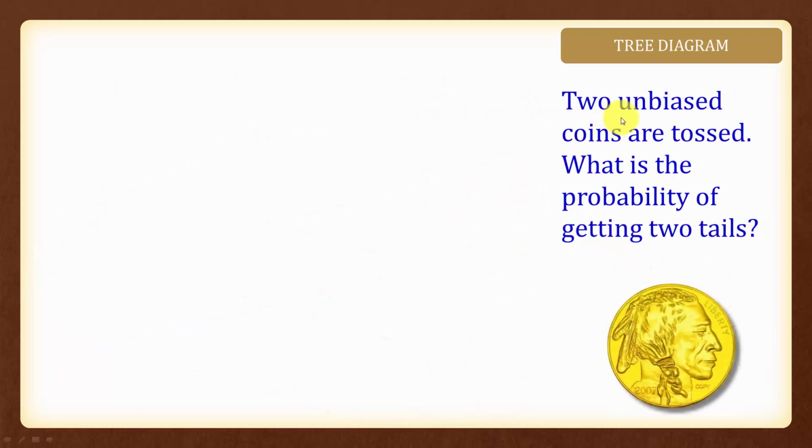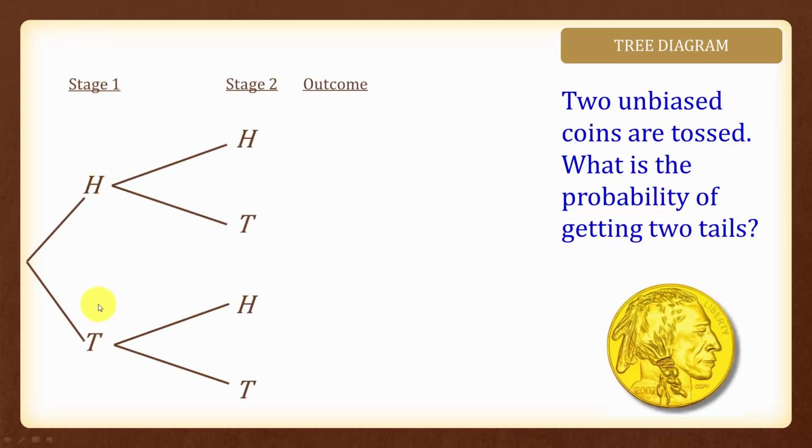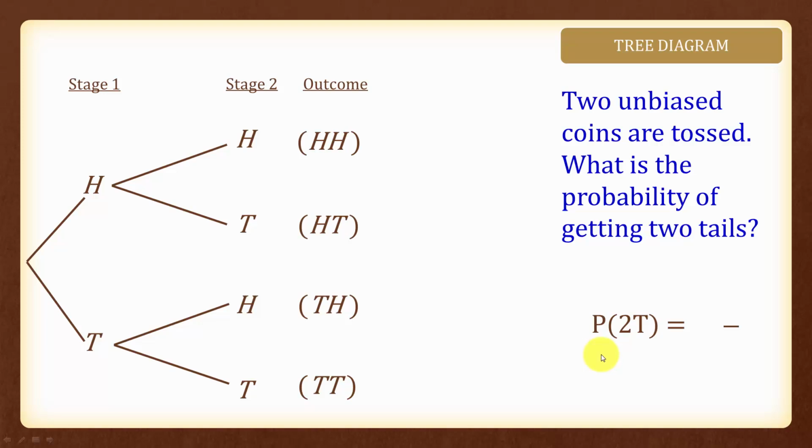What happens if we have 2 unbiased coins being tossed instead? What's the probability of getting 2 tails? Here we will have only 2 stages, and the final outcomes are head, head, head, tail, tail, head, or tail, tail. The probability of getting 2 tails, the denominator here will be 4 because there are 4 possible outcomes. And how many outcomes are favorable to getting 2 tails? Well, there's only 1 of them, and therefore it is 1 over 4.